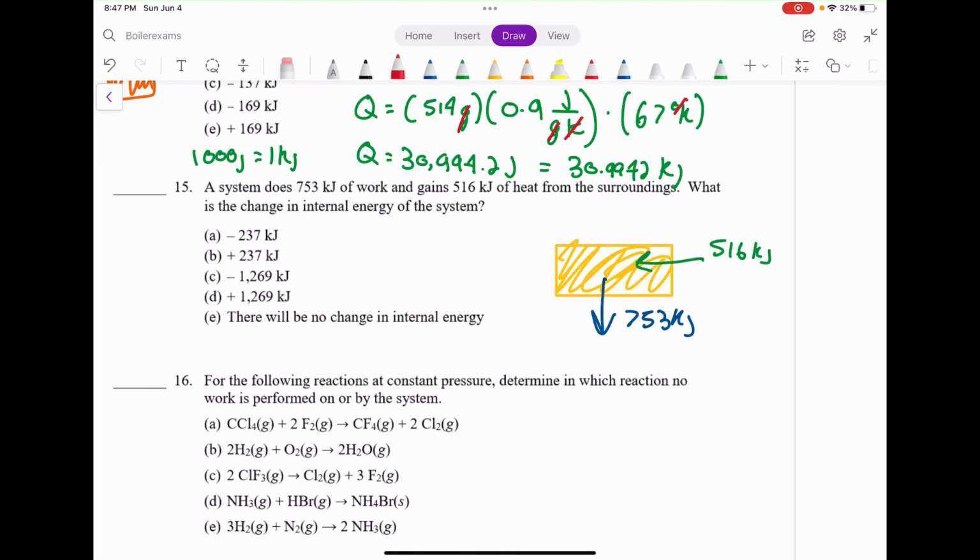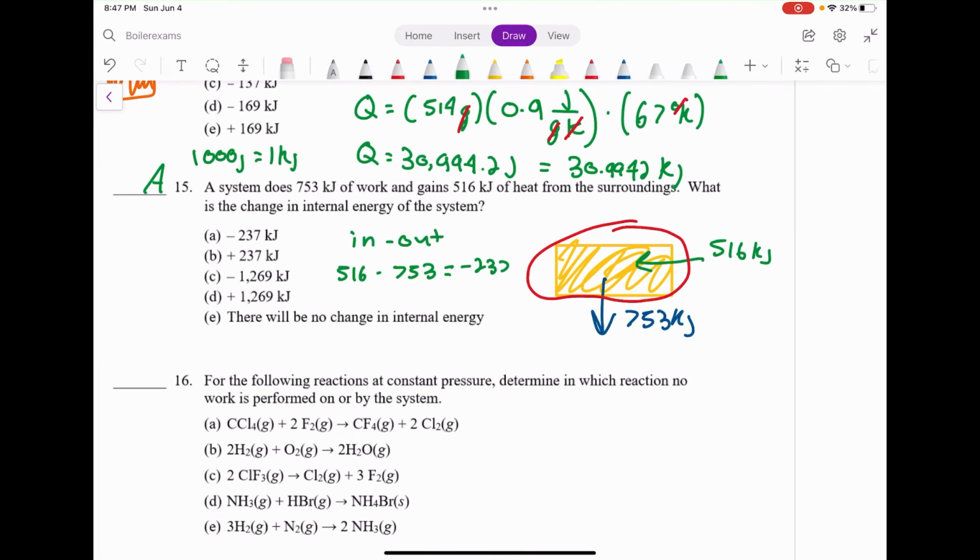And the internal energy is of our system, so I just care what's in here. So what's the change here? Let's do energy in minus out. 516 is coming in, 753 is going out. Negative 237. Which is 15A.